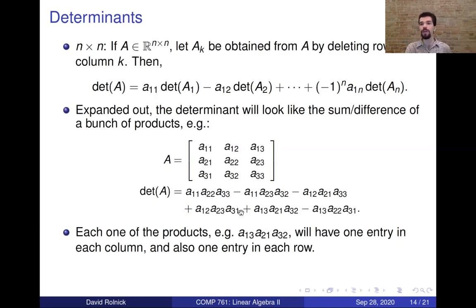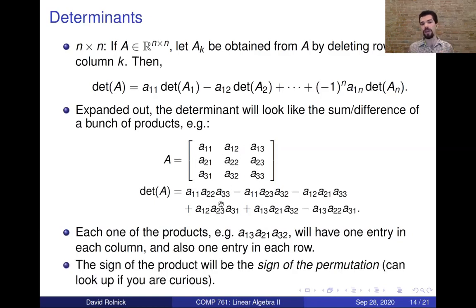Now, how do you determine what the signs are? These are plus and minus. The sign of the product is going to be the sign of the corresponding permutation. And I didn't tell you what the sign of a permutation is. You can look it up if you're curious. That goes into group theory. But it's really cool, and it turns up in a bunch of math.